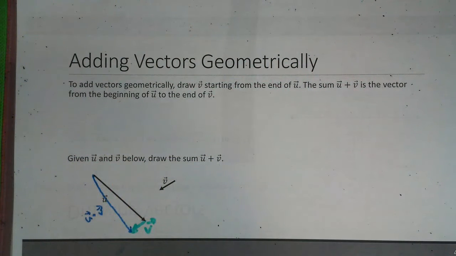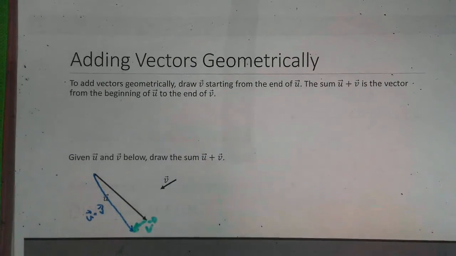So you just pick up the second one and move it so it starts at the end of the first one. And then to create the sum of them, start at the beginning of the first, go to the end of the second.